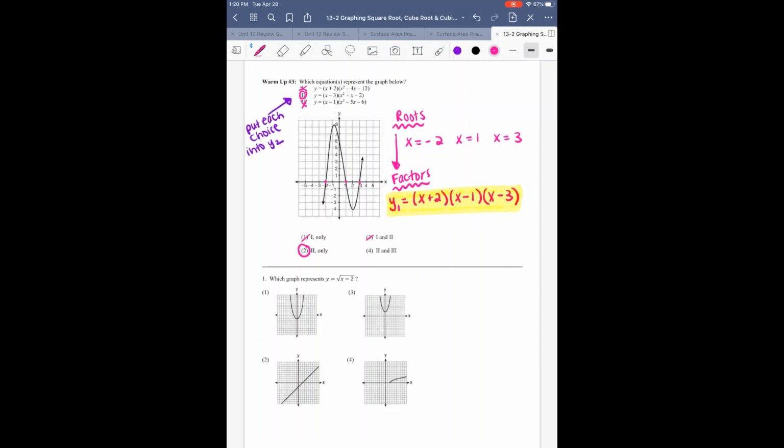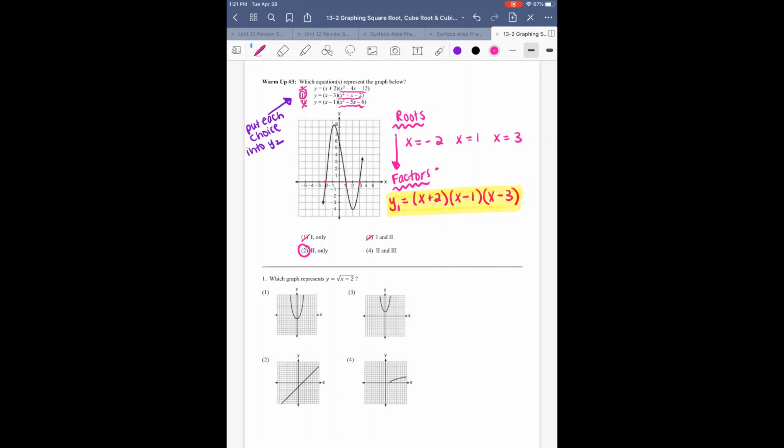Another method you could have used to do this would be to factor out all of these and see which one gives you the same exact factors as you do here. It's up to you if you'd rather factor them out or use the calculator to help you. Okay, so let's get into the couple of questions for our lesson.